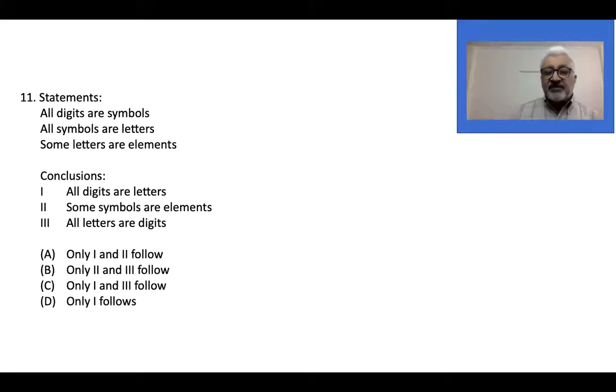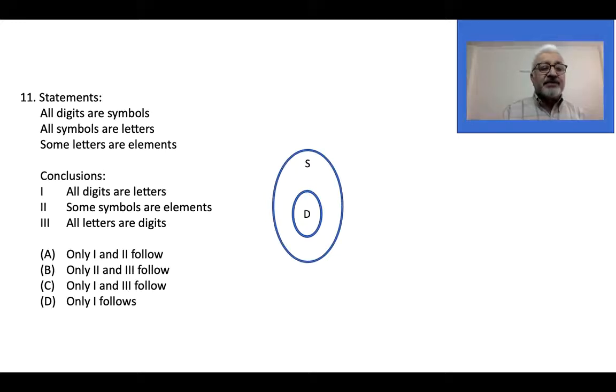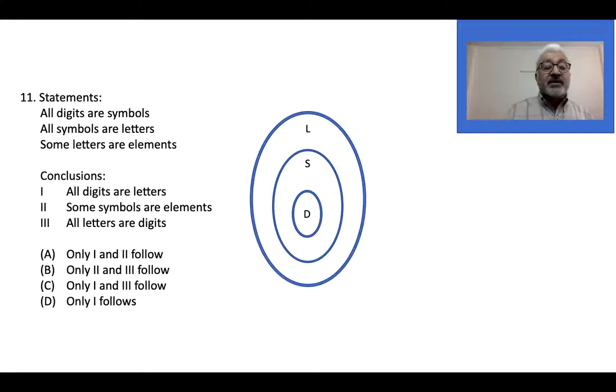Okay, question number 11 now. Question number 11 talks about digits and symbols. So it says all digits are symbols. So we've got digits and we've got symbols around it. Then it says all symbols are letters. Here we are dealing with three statements. So please see how we do it. And it says all symbols are letters. So we've got letters around it.